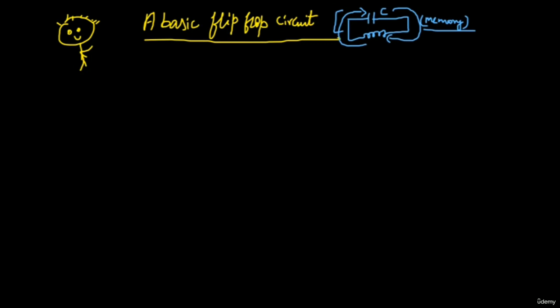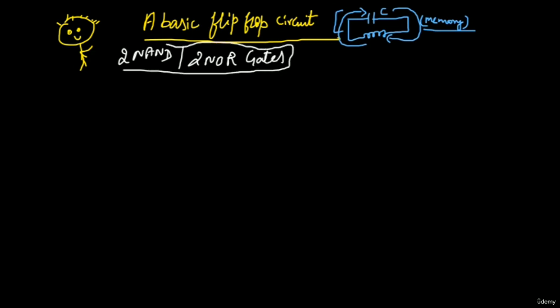Well, first things first, a flip-flop circuit can be constructed using two NAND gates or two NOR gates. So now you get my point about why I was saying again and again that NAND, NOR, OR, and these kinds of things were very important, and we have studied them extensively in the previous sections. So this is the thing.